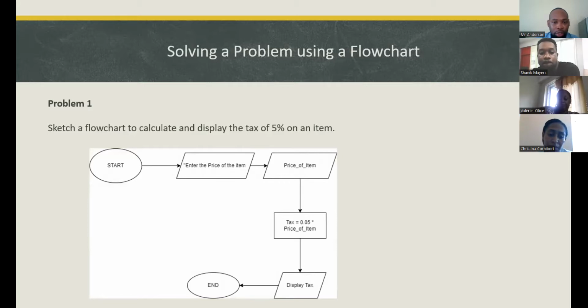Again, we follow in a logical sequence after we allow the user to enter the price of the item. We now do the calculation to find the tax. And then our next step, we want to display the tax. So we're going down with an arrow for a flow line. Next step, we want to display the tax. And as you can see again, that's an output. So that means we use a parallelogram.